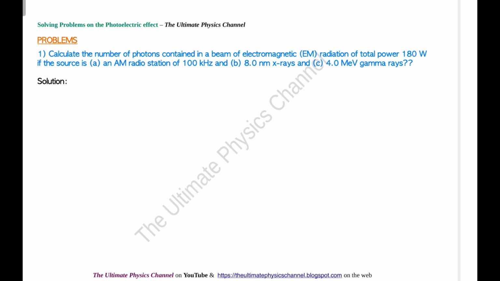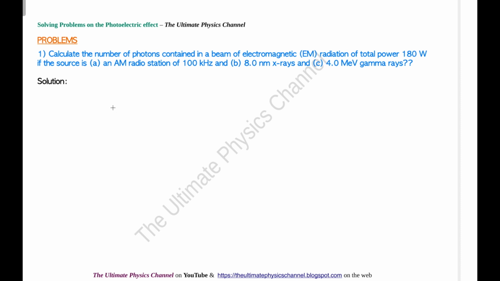The first problem: calculate the number of photons contained in a beam of electromagnetic radiation of total power 180 watt if the source is A, an AM radio station of 100 kilohertz, B, an 8 nanometer X-ray, and C, 4 mega electron volt gamma rays. So there are three different sources given with the power 180 watt, and we have to calculate the number of photons in each of these three.